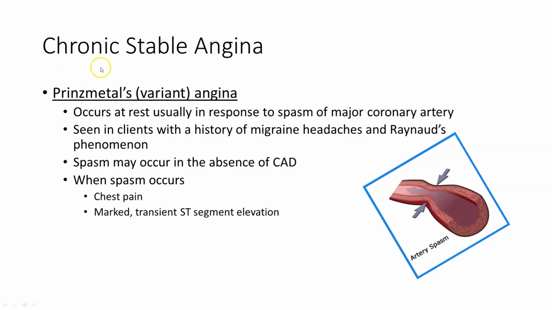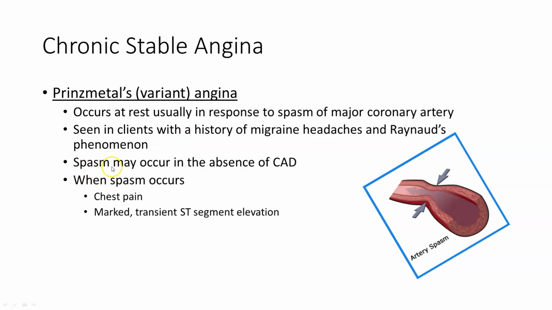Prinzmetal's is technically classified as a chronic stable angina. Again, this does occur at rest, but it's usually in response to a spasm of a major artery. Usually we're thinking clients who have a history of either migraine headaches or Raynaud's phenomenon. Both of those are related to the vasculature.